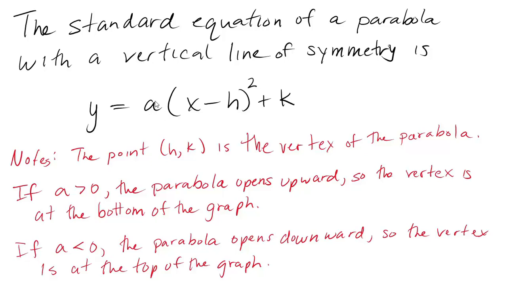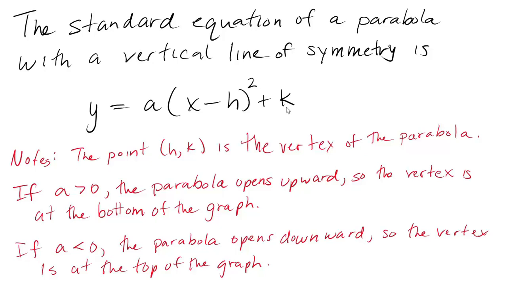The a has two possible transformations in it. Of course, that could be a vertical stretch or compression. But also, if a is negative, that will determine which way the parabola opens. If a is positive, then the parabola opens upward, so the vertex is at the bottom of the graph. If a is negative, remember that's a vertical reflection. That will give us a reflection over the x-axis, and so the parabola will open downward so that the vertex is at the top of the graph.